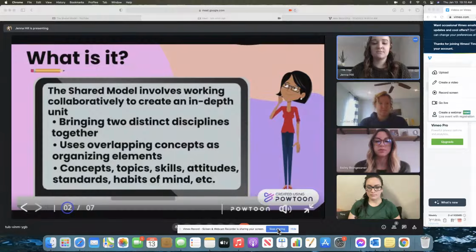Through the process of using the shared model, teachers are capable of creating an integrated unit that is rich and engaging for their students. And that is possible through the recognition of content overlap, but also shared elements within both disciplines. These other elements can be concepts, as previously mentioned, or they can be topics, skills, attitudes, standards, and habits of mind.